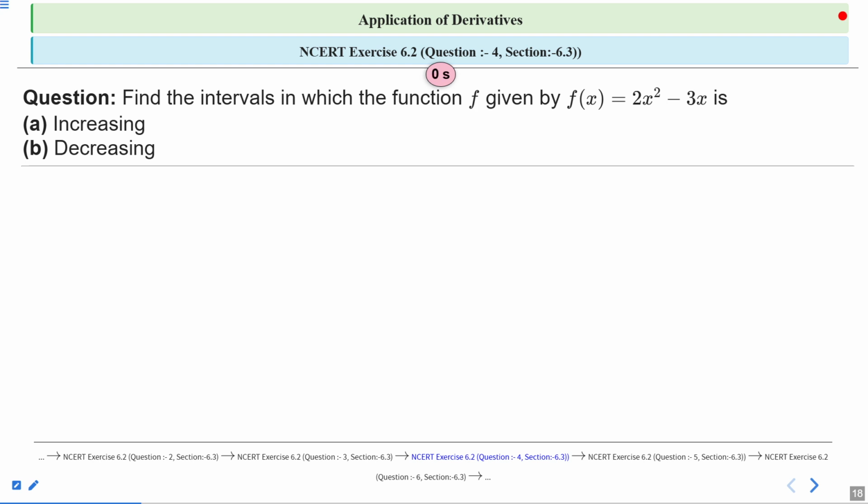Okay, let's move to the solution part. Hope you all have solved. Let's move to the solution part now.